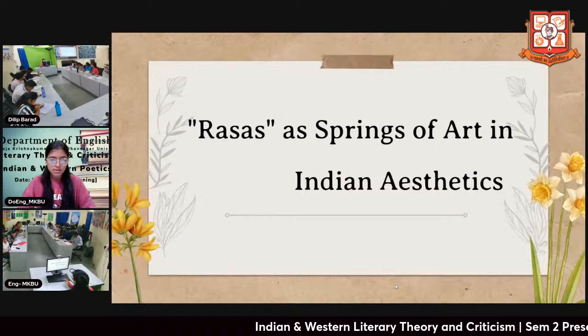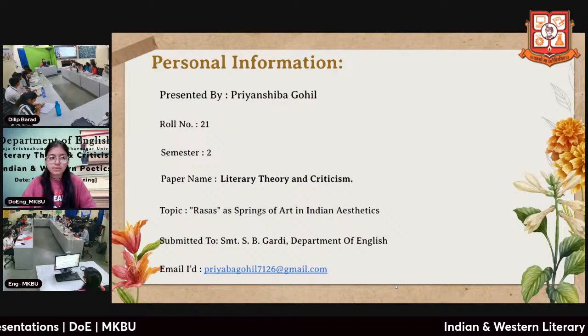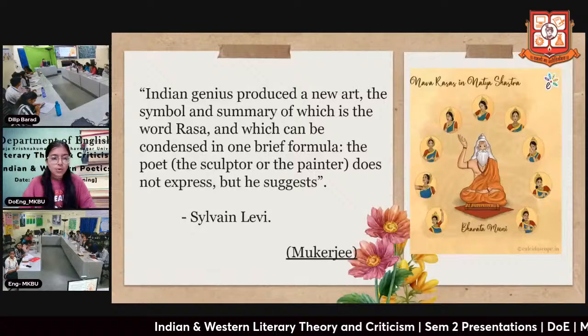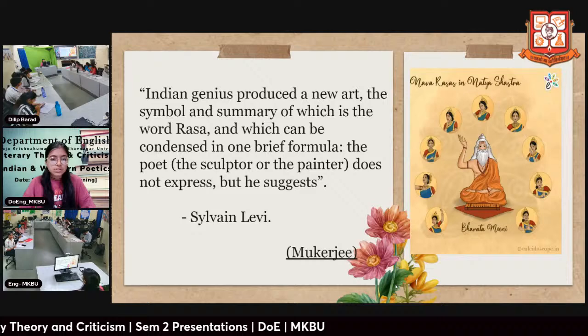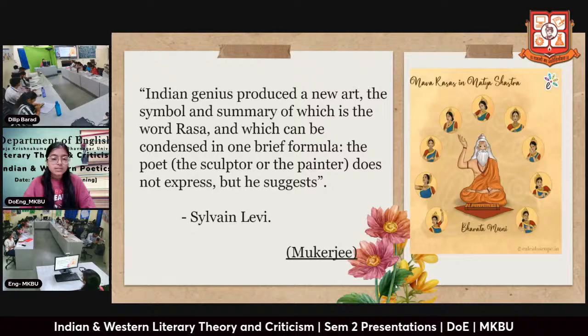Hello everyone, myself Priyanshi, and here I am going to give a presentation on Rasa as the springs of art in Indian aesthetics. These are my personal information. These are the table of contents. Firstly, this is a quote on Rasa by Sylvain Levi: Indian genius produced a new art, the symbol and summary of which is the word Rasa, and which can be condensed in one brief formula. The poet or the sculptor or the painter does not express, he suggests.